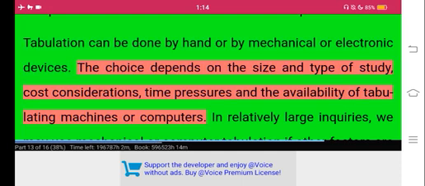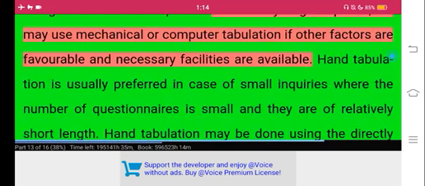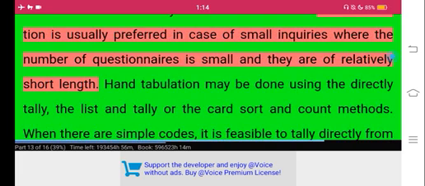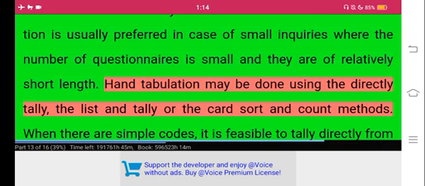The choice depends on the size and type of study, cost considerations, time pressures, and the availability of tabulating machines or computers. In relatively large inquiries, we may use mechanical or computer tabulation if other factors are favorable and necessary facilities are available. Hand tabulation is usually preferred in case of small inquiries where the number of questionnaires is small and they are of relatively short length. Hand tabulation may be done using the direct tally, the list and tally, or the card sort and count methods.